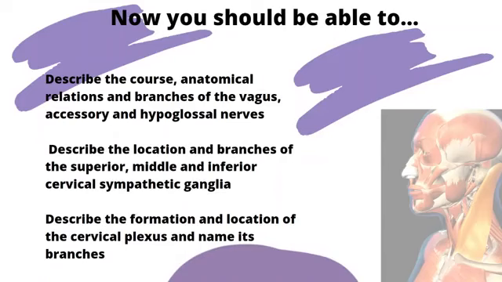So now you should be able to describe the course, anatomical relations, and branches of the vagus, accessory, and hypoglossal nerves. You also should be able to describe the location and branches of the superior, middle, and inferior cervical sympathetic ganglia, and to describe the formation and location of the cervical plexus and name its branches.